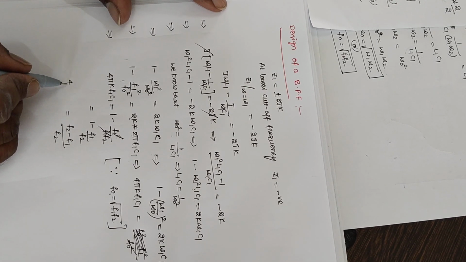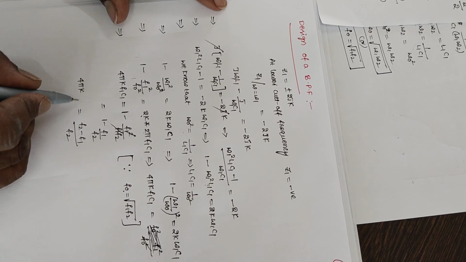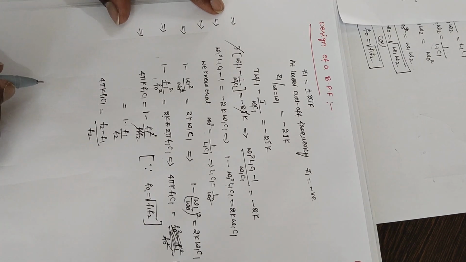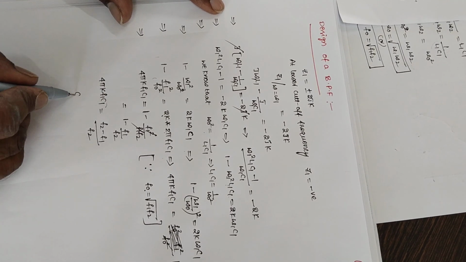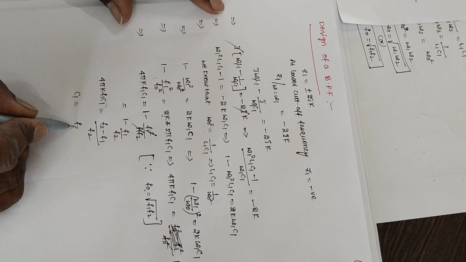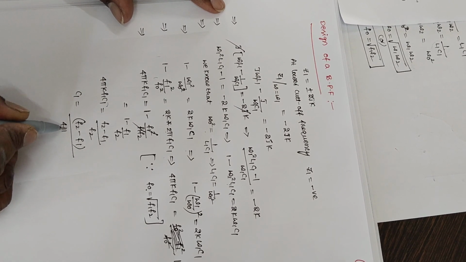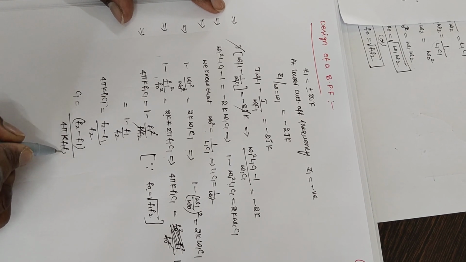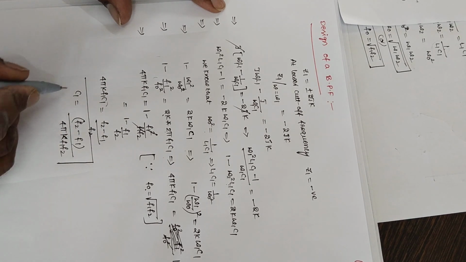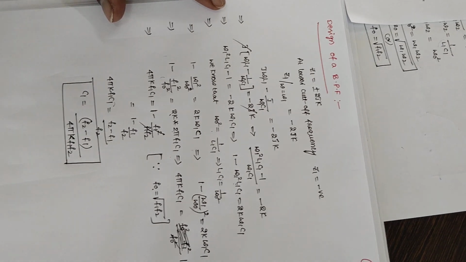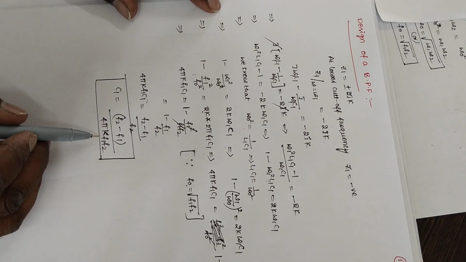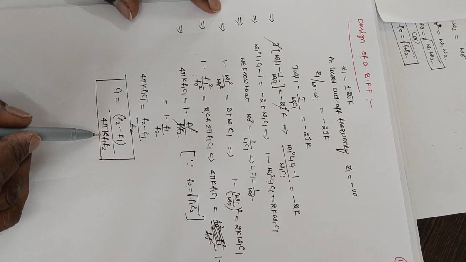So what it is, 4 pi k f1 C1. My intention is to find the value of C1, that is equal to f2 minus f1 divided by 4 pi k f1 f2. This is the formula that we need to remember for solving the problems.